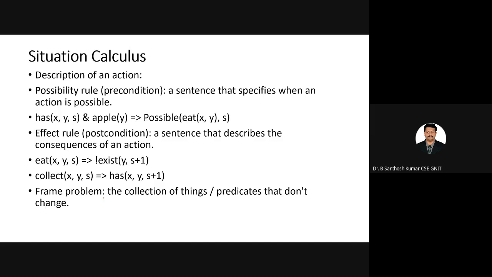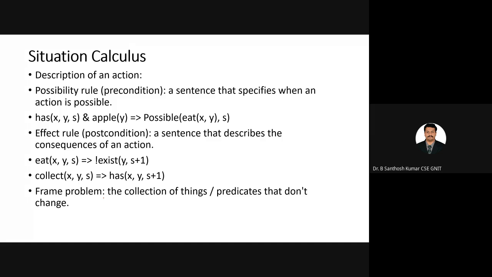So for the precondition, we are using the possibility rule. It is a sentence that specifies when an action is possible. Here, apple of Y is a possible of eat of X, Y, S. So this is the precondition, the before.